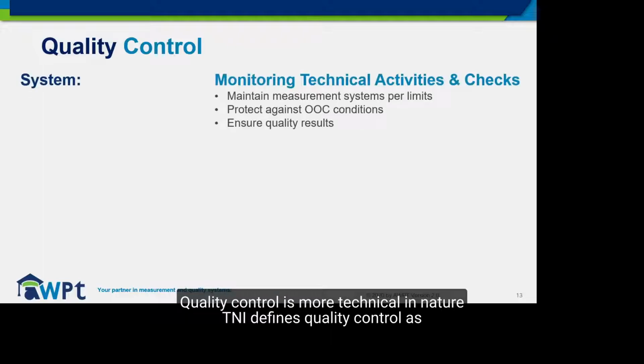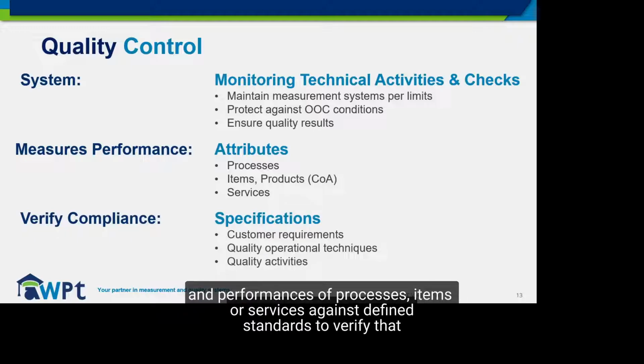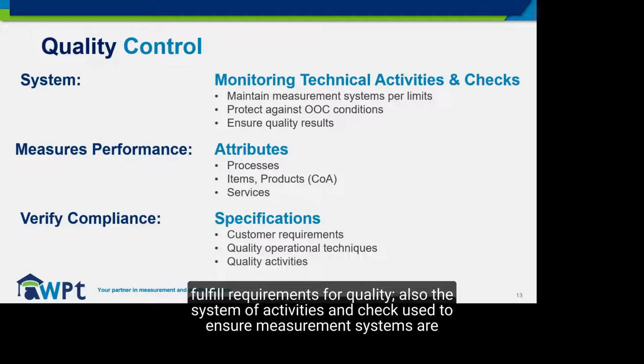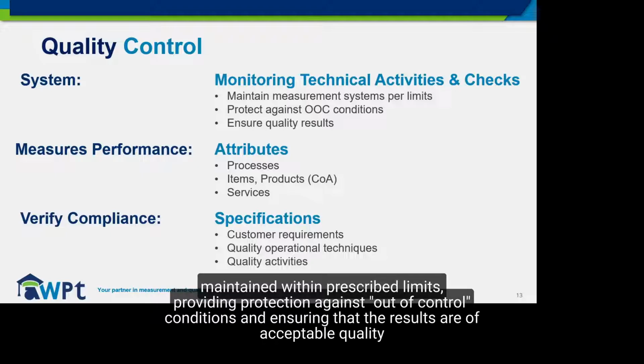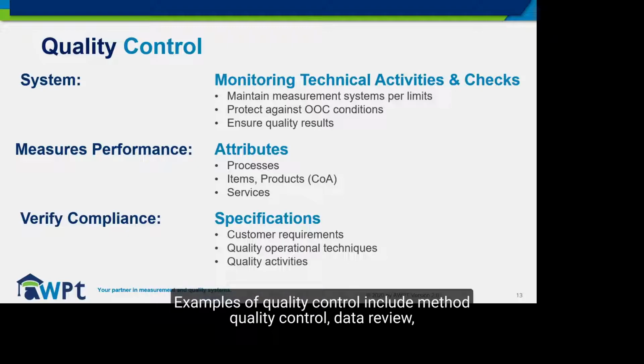Quality control is more technical in nature. T&I defines quality control as the overall system of technical activities that measures the attributes and performances of processes, items, or services against defined standards to verify that they meet the standard requirements established by the customer. Operational techniques and activities that are used to fulfill requirements for quality, also the system of activities and checks used to ensure measurement systems are maintained within prescribed limits, providing protection against out-of-control conditions and ensuring that the results are of acceptable quality. Examples of quality control include method quality control, data review, receipt and organization of supplies, as well as corrective action.